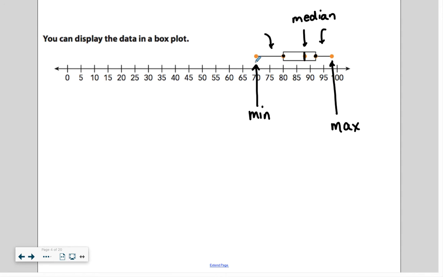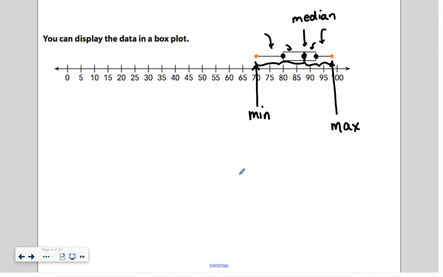it is the median of the lower set of data, the lower half. And the top one is the median of the upper set of data. We call this the first quartile, and we call this the third quartile. So again, that middle line with the dot is the median. This is the median of the lower half, and this is the median of the upper half.